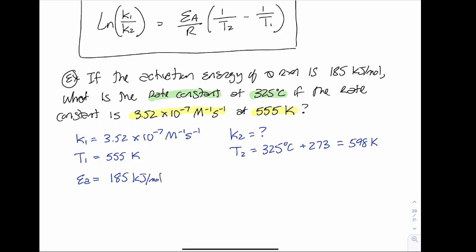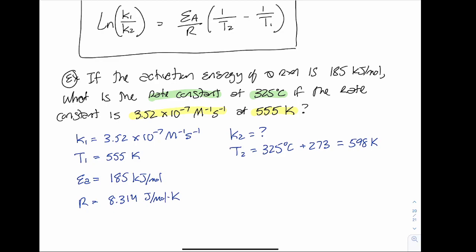And then our gas constant, R, 8.314 joules per mole Kelvin. So we do have another problem here. What's our issue? Hopefully you're seeing that this is in terms of joules. Activation energy is in terms of kilojoules, so those need to have similar units.